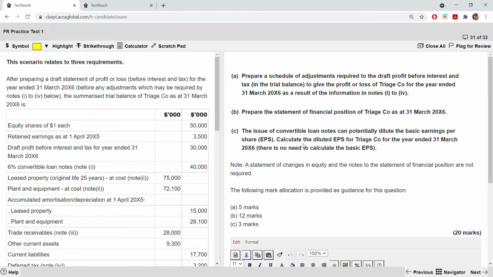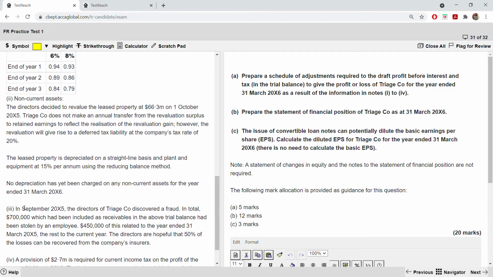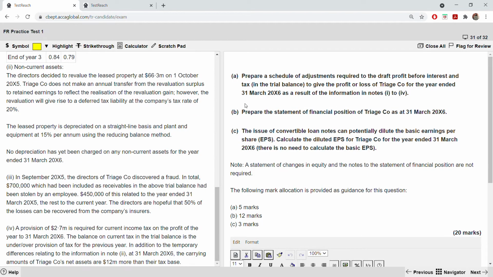So before we do this, let us read the requirements first so that it gives you an idea of what you're supposed to do. Part A. Prepare a schedule of adjustments required to the draft profit before interest and tax in the trial balance to give the profit or loss of Triage Company for the year ended 31st March 2006 as a result of the information in notes I to IV. Okay, so if you can see here, some notes are given to you. All these notes you have to take, which is for part A.